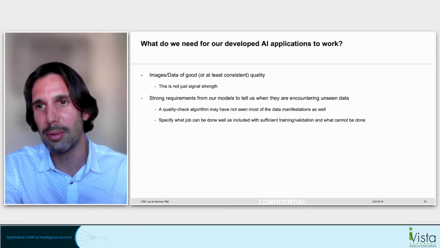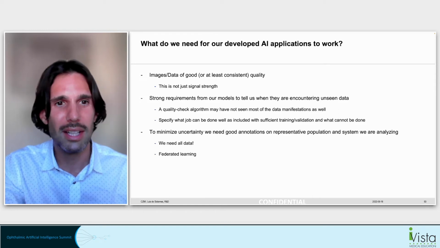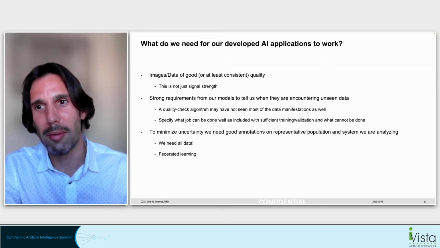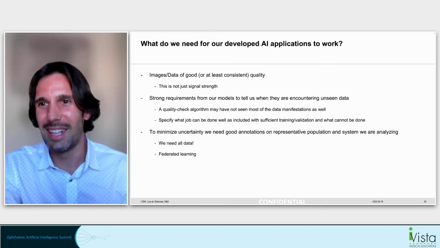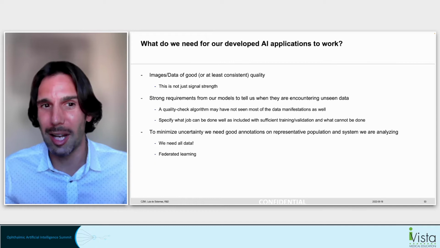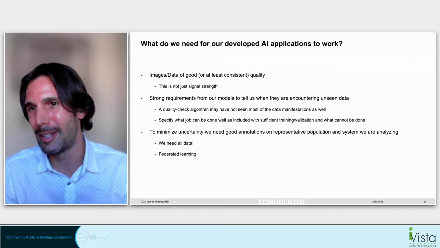We also need a way to tell which regions are certain and uncertain. And the best way to reduce all uncertainty is to have more and more and more data. So I agree with the previous presenters today that we need something to get together and get all the data possible. And one of the ways is Federated Learning.